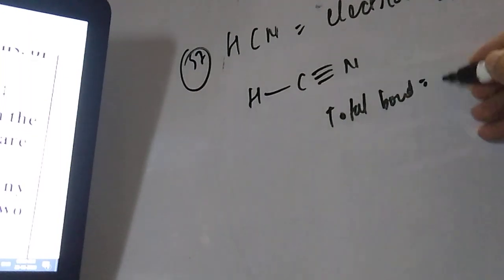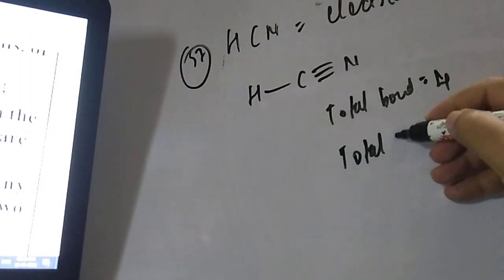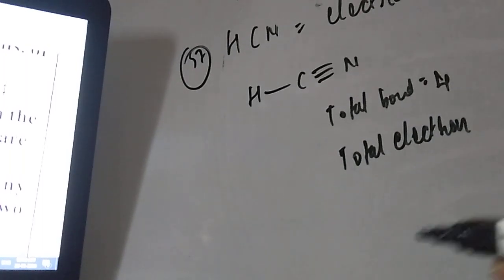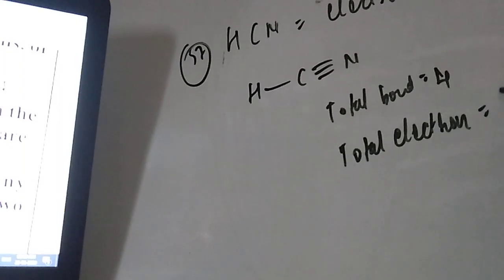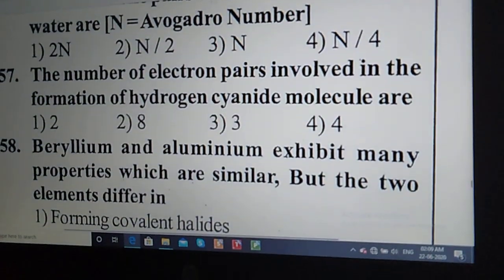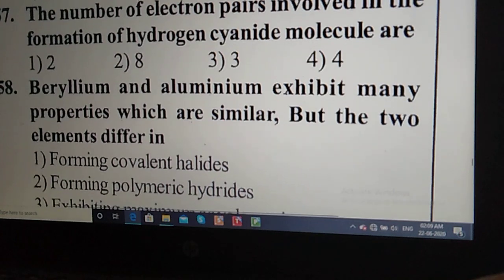Equal to 4. So that is 4 means total electron pair also. Electron pair how much is? 1 bond to 1 pair. So total electron is equal to 4 pair electron. So the correct option will be option number 4, student, for question number 57. Now let us move to question number 58, student.